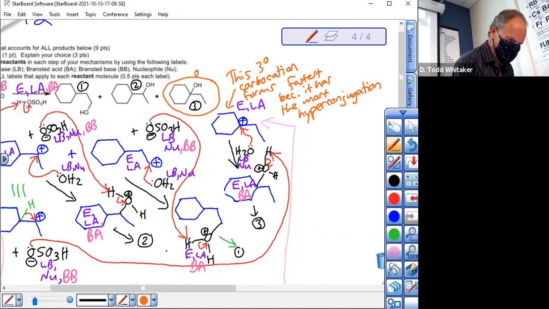So if it forms the fastest, what does that mean? That means over any given interval of time, you made more of it. If you're forming a secondary cation at like 5 cations per second, and you're forming a tertiary at 35 cations per second, in 1 second, which one did you make more of? The tertiary.